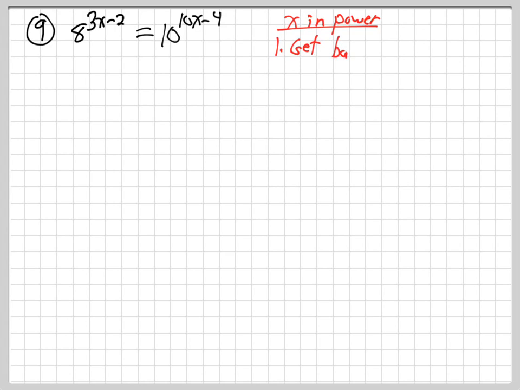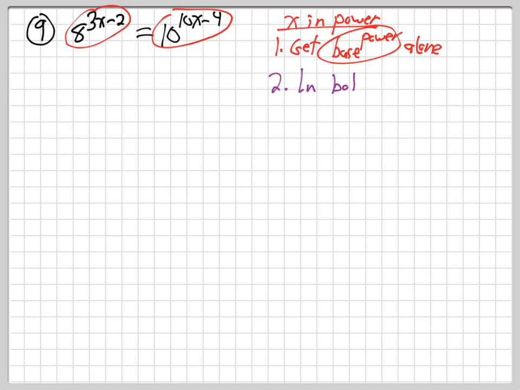Get the base to the power alone. Get that piece alone. Well, it already is. I mean, this is base to power, and now there's 2 of them. That's why this one's going to be especially hard, because there's 2 base to power. Step 2, ln both sides.